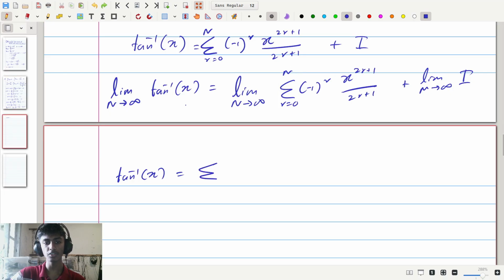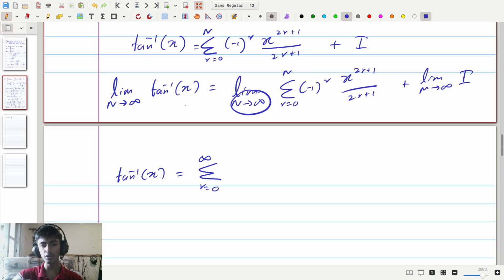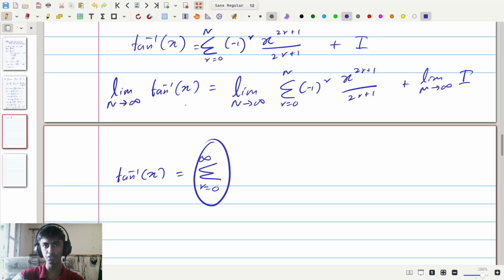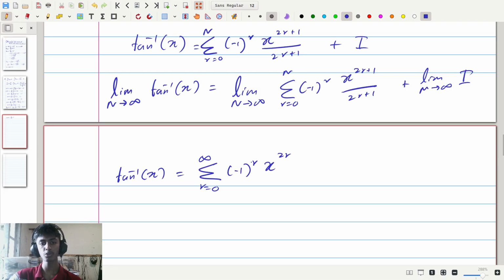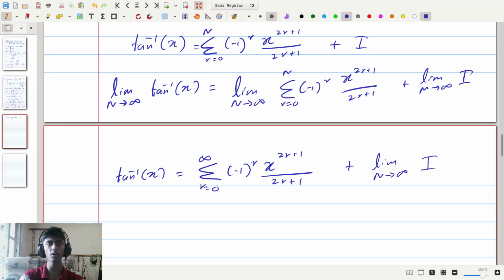We're going to write it as the sum up to infinity because that's the only place where we have a dependency. Instead of having n here, since n is tending to infinity, we're summing from r equals 0 up to infinity, and what we're summing is negative 1 to the power of r times x to the power of 2r plus 1 divided by 2r plus 1, plus the limit as n approaches infinity of the integral I over here.